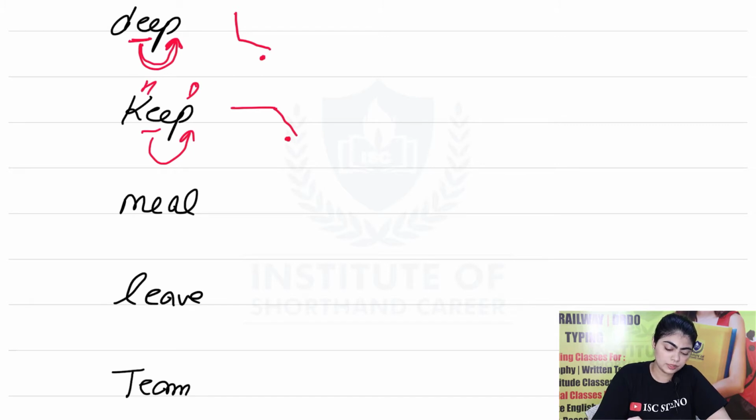Next word that is coming is meal. M and L. So M below the line, L like this to show that it's cutting the line. E is coming where? On the third place of L and before L. So it's placed over here. Meal.